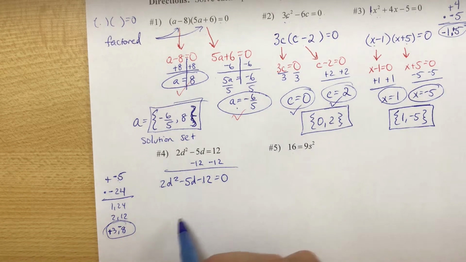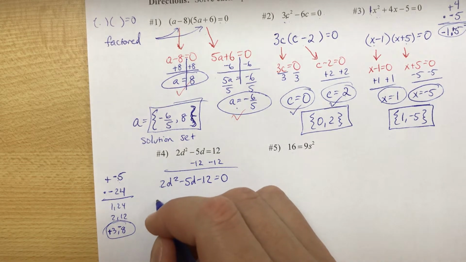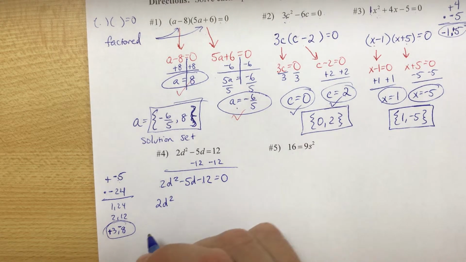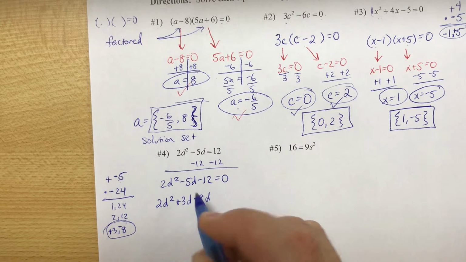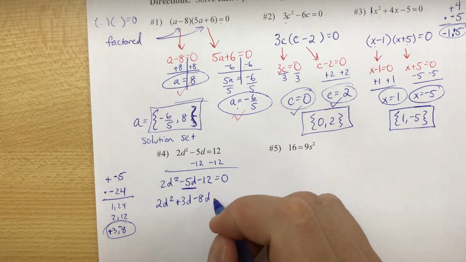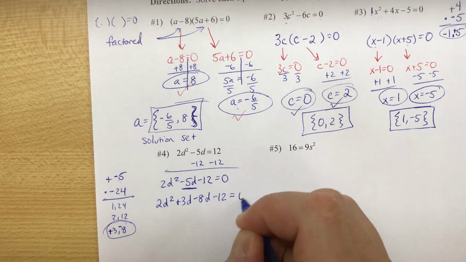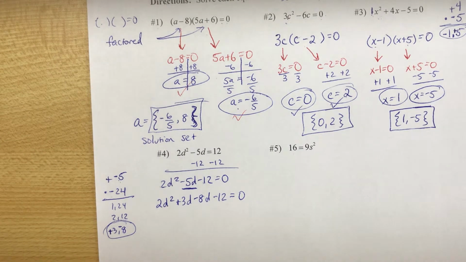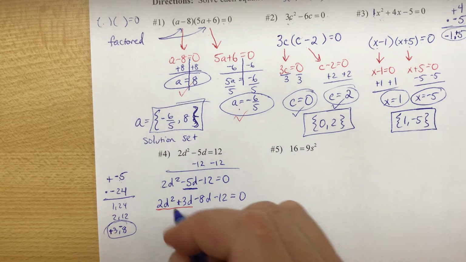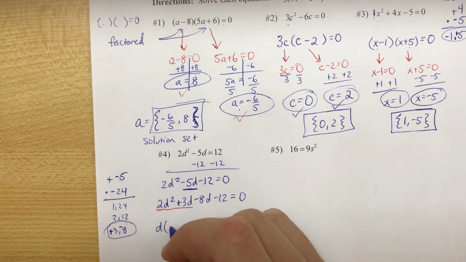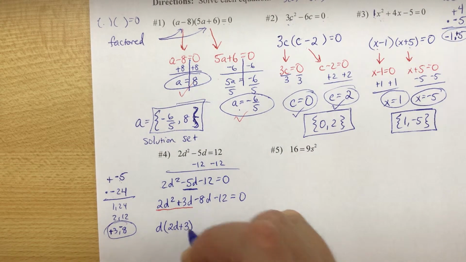All right, now we can't go to parentheses yet. We're going to factor by grouping. 2d squared, I'm just going to write that as plus 3d minus 8d. That's our middle term. Negative 5d minus 12 is 0. Factor by grouping. Take the first pair. We can factor out a d. 2d plus 3 is left over.